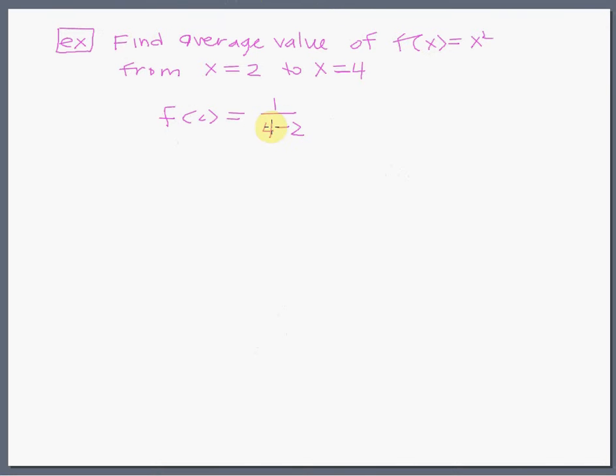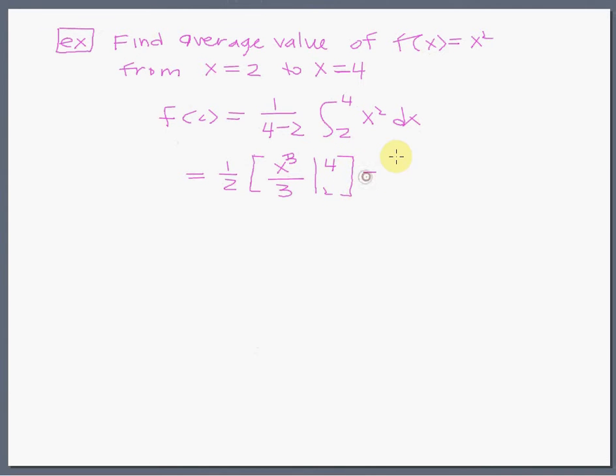So we want to find how wide is that interval there? And then we want to know from 2 to 4 of the function x squared. Okay, so let's go through and calculate this really quickly. So this would equal, this is just 1/2, and then we're going to take the integral of x squared, which is x cubed over 3. And I'm going to integrate that from 2 to 4.